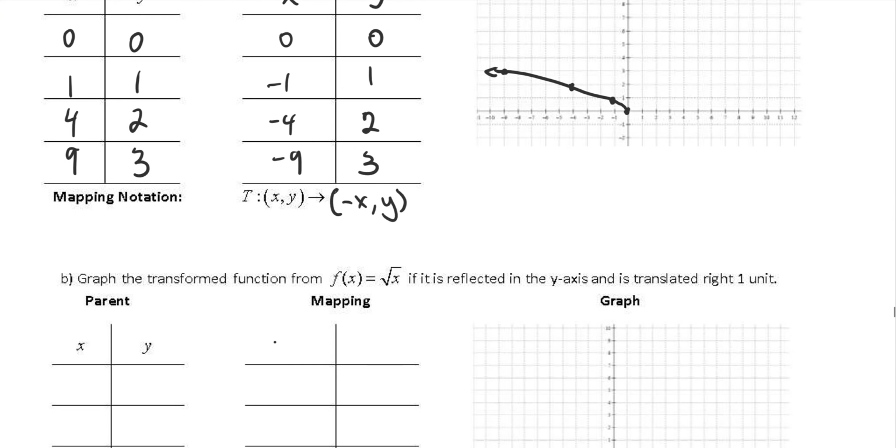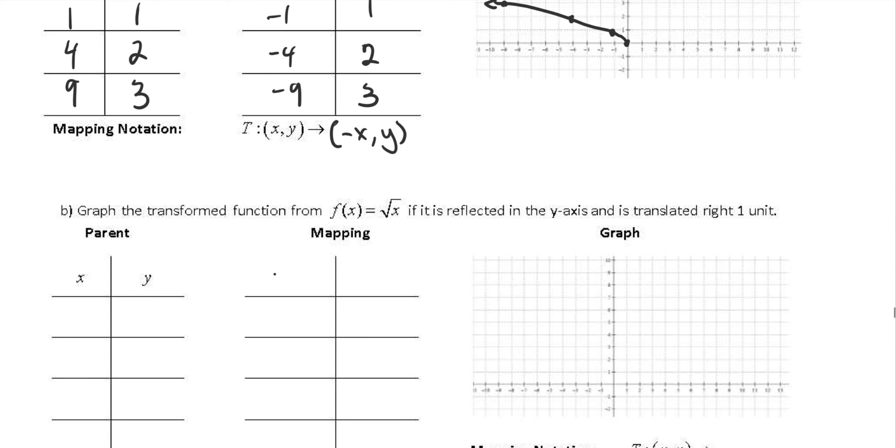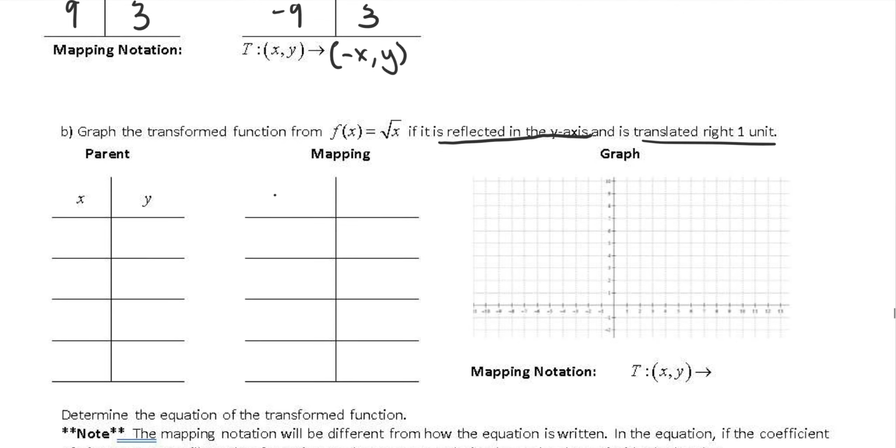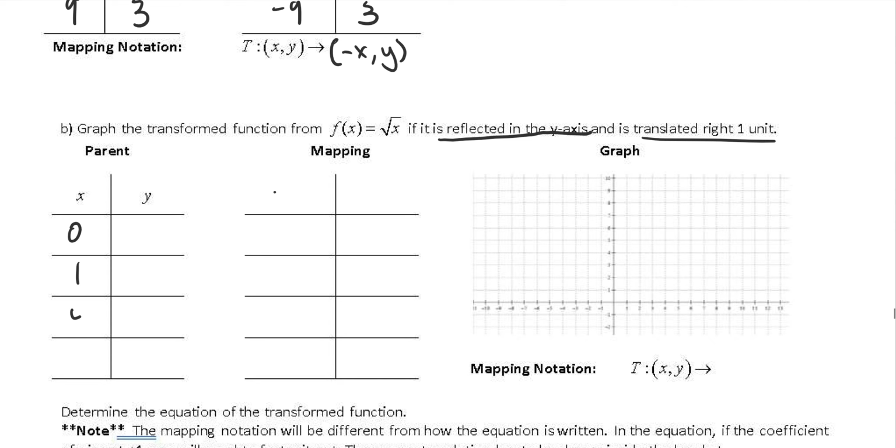Okay, what if we threw in another transformation? Square root function reflected in the y-axis and translated right 1 unit. So again, writing the parent function down. Now, for reflection in the y-axis, I need to multiply my x value by -1. And for translation to the right, you have to add 1. So reflections come before translations. Multiplication comes before addition or subtraction. So it's -x plus 1.